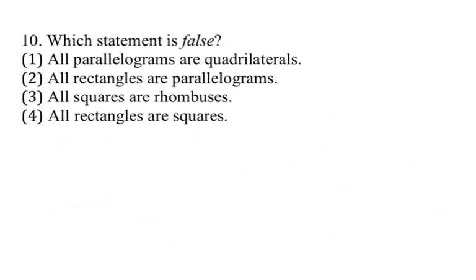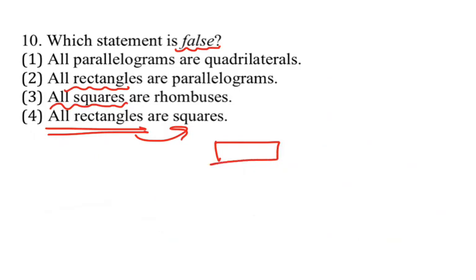Alright, let's look at number 10 here. All parallelograms, which statement is false? All parallelograms are quadrilaterals? Yes, because parallelograms are more special ones. All rectangles are parallelograms? Yes, that's also true because a rectangle is a special parallelogram. All squares are rhombuses, that's also true. But all rectangles are squares? Can you have a rectangle that is not a square? Why don't I draw one? Is this a square? No, but it's a rectangle, so there it goes. That violates statement number 4. Therefore, that becomes our answer.